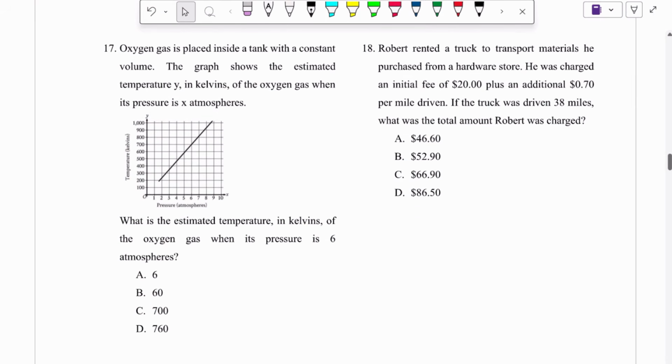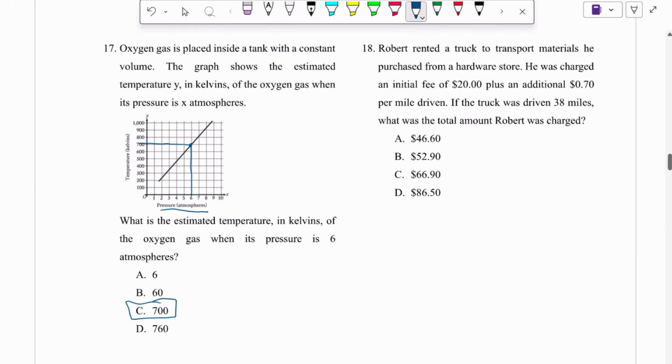17, another function problem with a graph like this one because it doesn't show the line going all the way through here, which might make some of you guys a little nervous. Let's take a look to see what they're asking. What is the estimated temperature in kelvins of the oxygen gas when its pressure is at 6 atmospheres? So if you notice, atmospheres are down here. And if I go up to 6, hit here, now it says, what is the estimated temperature in kelvins? It goes right across to 700.